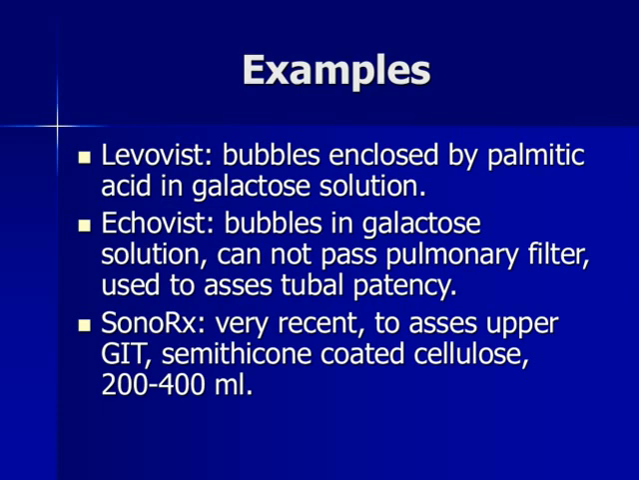Levovist is a bubble enclosed in palmitic acid in galactose solution, while Echovist, also in galactose solution, cannot pass the pulmonary filter and is used to assess tubal patency. You can use it to make a sonohysterogram. You can make a hysterogram by ultrasound. Okay.